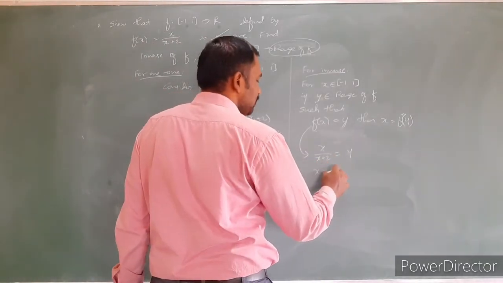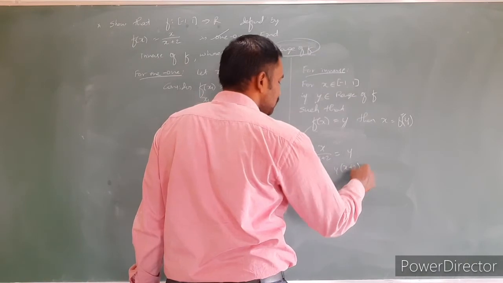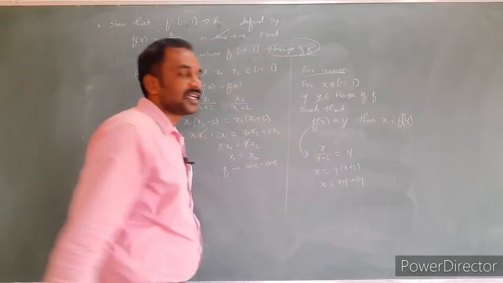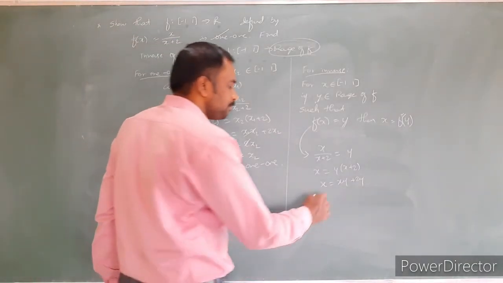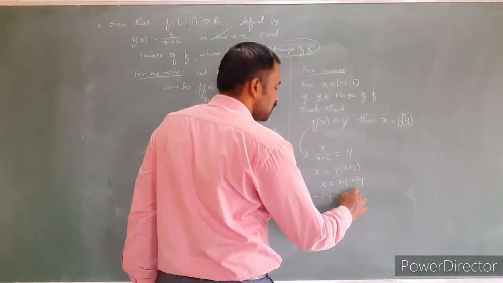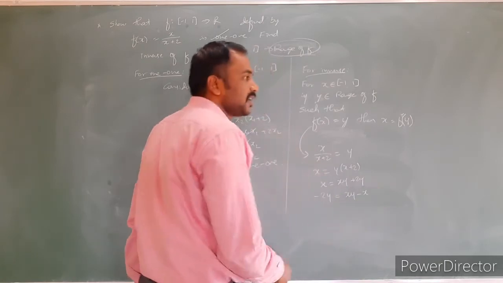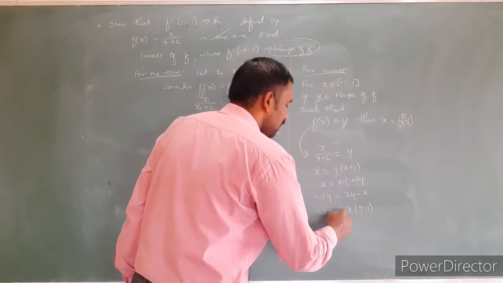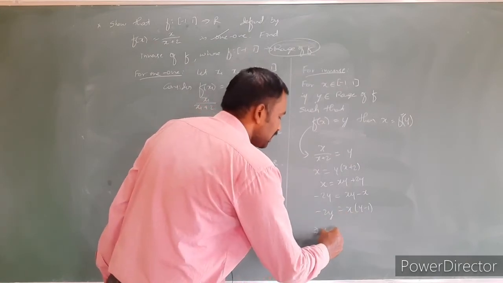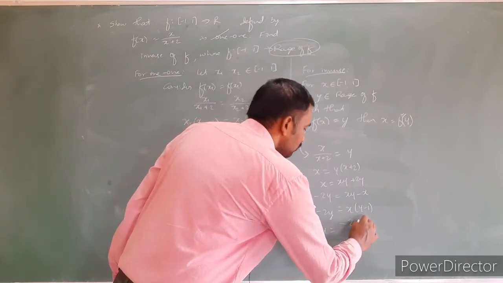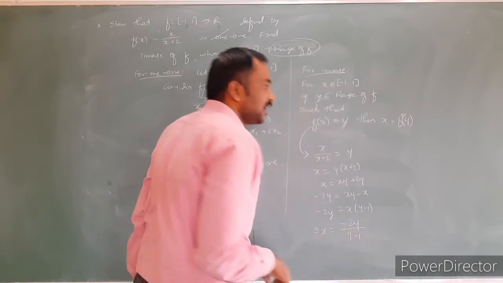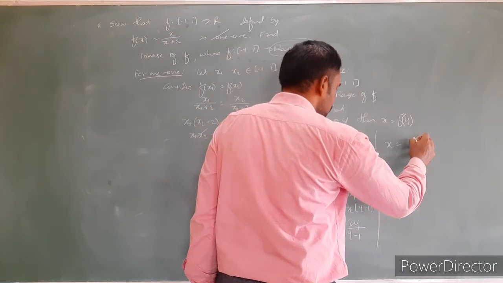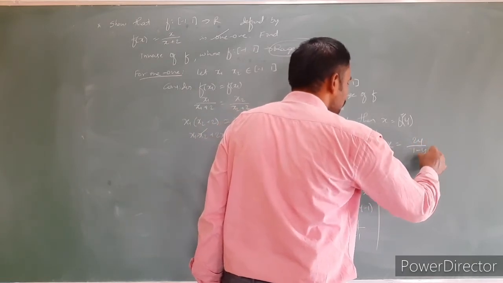Cross multiply and simplify. y into x plus 2. Here xy plus 2y. On the left hand side I need x purely, so minus 2y is equal to xy minus x. Here x is common, x times y minus 1, and on the left hand side minus 2y. Now we got x is equal to, what is x equal to? Minus 2y divided by y minus 1. So multiplying by minus, x is equal to 2y divided by 1 minus y.